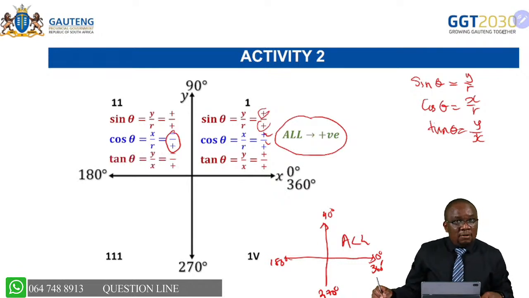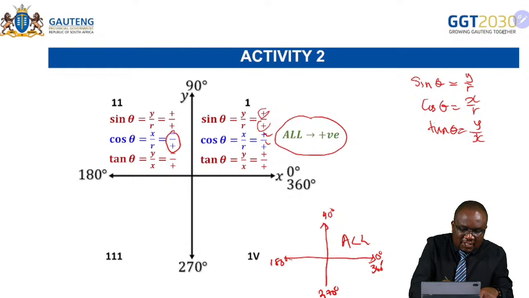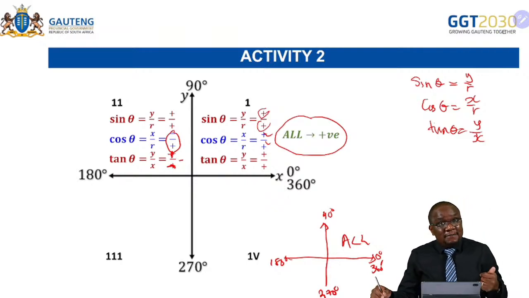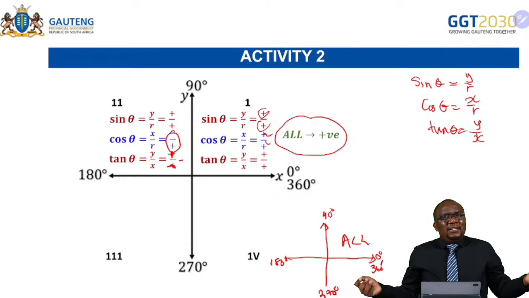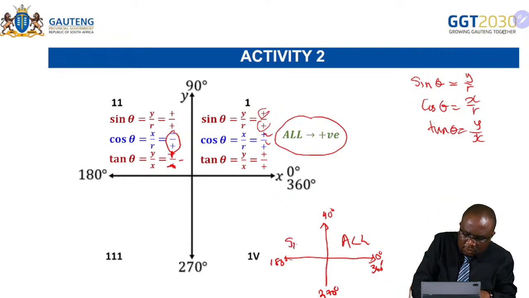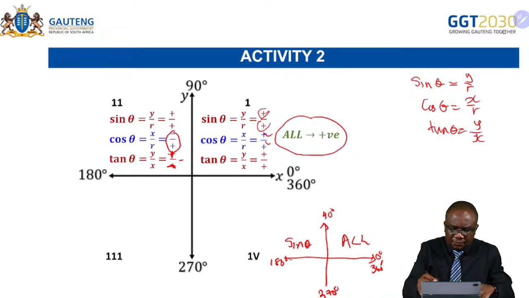Tan theta is y over x. Y is positive, x is negative. So it should be positive divided by negative, which is negative. So it means tan theta is negative in quadrant 2. So it's easy to remember that it is only sine theta which is positive in quadrant 2. The other two are negative. So just write sine theta for quadrant 2.